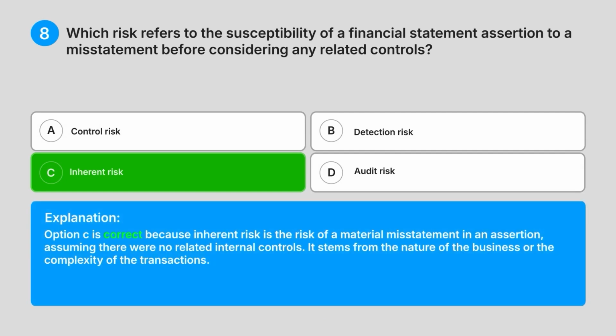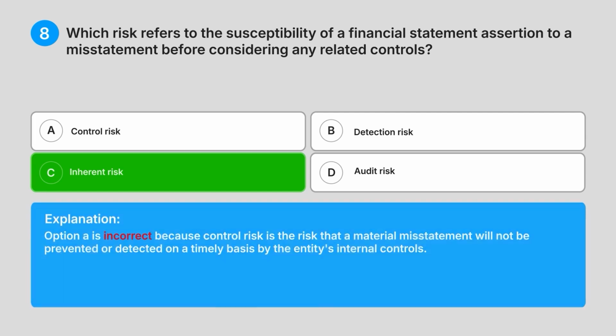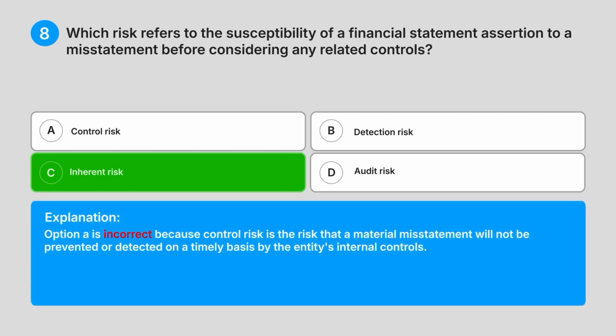Explanation. Option C is correct because inherent risk is the risk of a material misstatement in an assertion, assuming there were no related internal controls. It stems from the nature of the business or the complexity of the transactions. Option A is incorrect because control risk is the risk that a material misstatement will not be prevented or detected on a timely basis by the entity's internal controls.